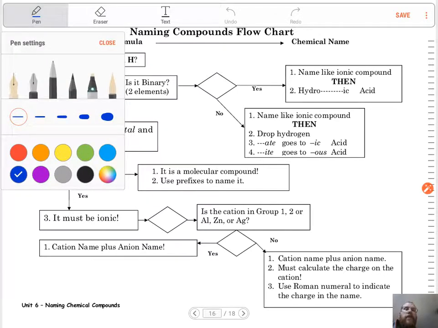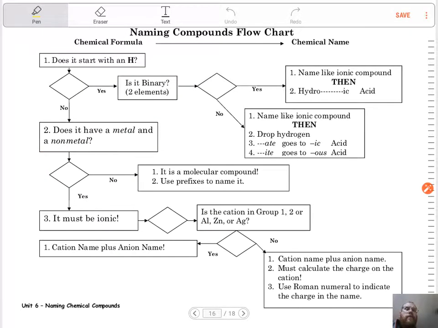So 3 different colors are what you're going to need. 3 different highlighters, I would encourage, or color pencils, I don't care. So when you have a problem, specifically those last few pages that are mixed practice, where you have ionic and covalent together, these are the questions you want to ask yourself. The first thing you want to ask yourself is, does it start with an H? If it starts with an H, guys, it's going to be some type of acid.